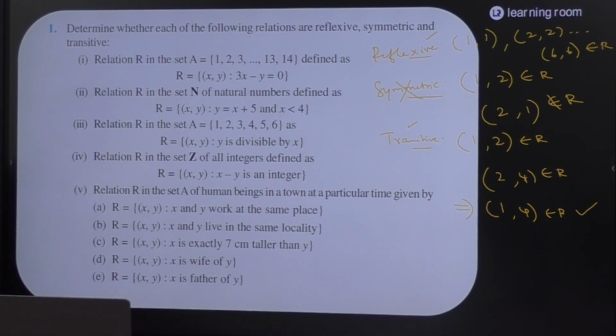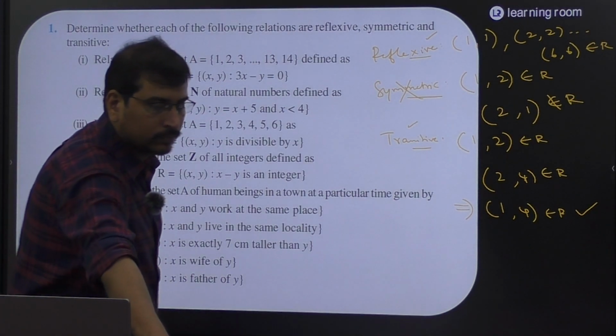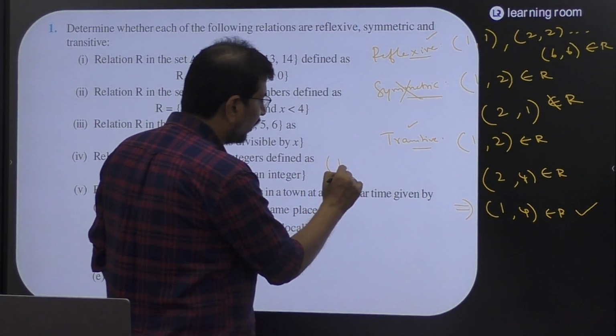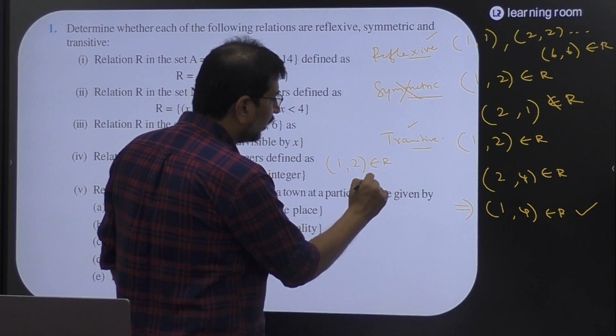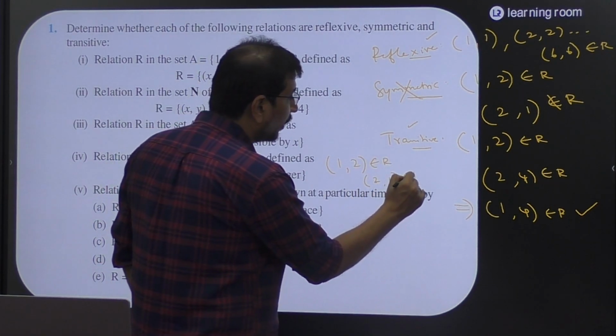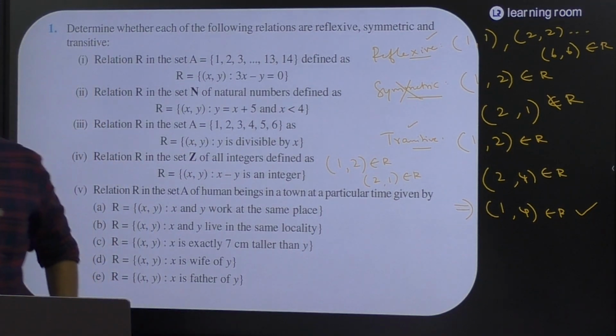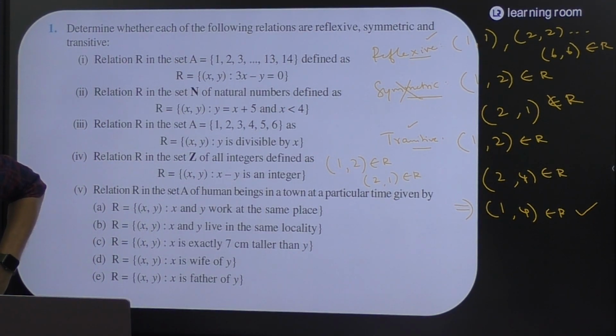If I take x comma y, both the numbers are supposed to be integers. The difference between two integers is an integer. If you take 1 and 2, 1 minus 2 is minus 1, an integer, right? Similarly, if 1 comma 2 belongs to R, then I can also say 2 comma 1 belongs to R. Makes sense?